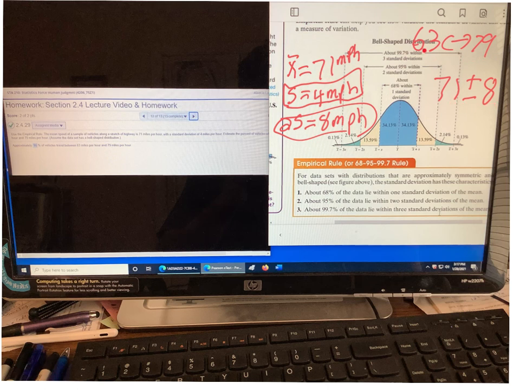So, 63 is two standard deviations below the mean, and 79 is two standard deviations above the mean. The mean's given as 71, standard deviation is 4, two standard deviations is 8. So if you go two standard deviations below it, you'll get 63. You go two standard deviations above it, you'll get 79. And within two standard deviations, you find 95% of the vehicles.